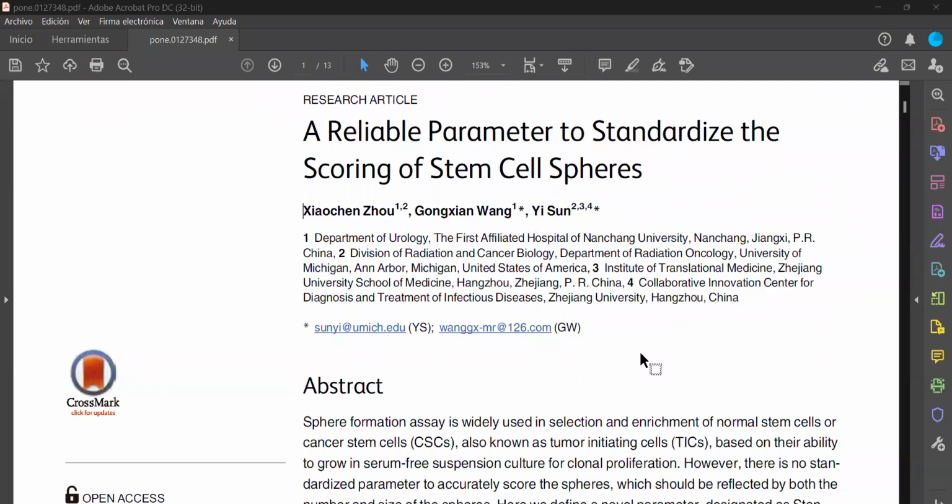Good morning. Today I would like to talk about this paper called A Reliable Parameter to Standardize the Scoring of Stem Cell Spheres.